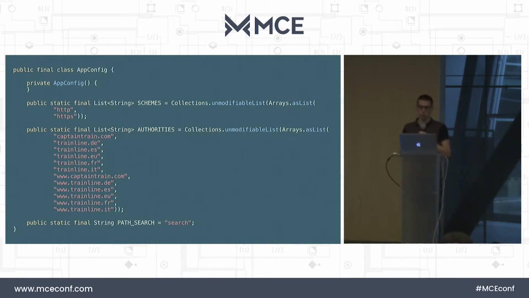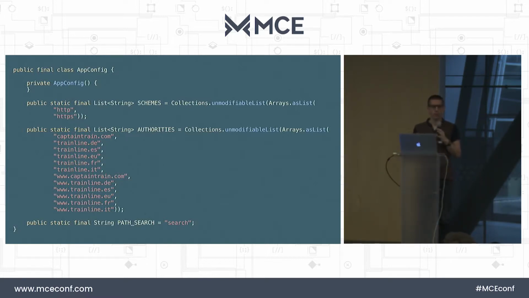In this case, what I'm doing here is creating two lists. The first one is called the schemes list, and this schemes list only contains the valid schemes, so HTTP or HTTPS. Then we have a list of authorities, which contains all of the valid authorities, where authorities is a synonym for hosts. And finally, we have a constant for the path that will be the search path.